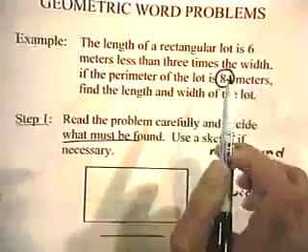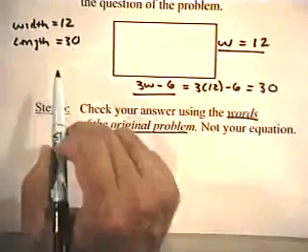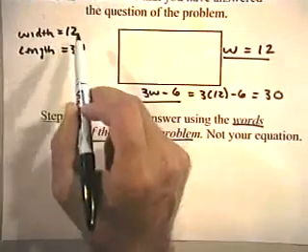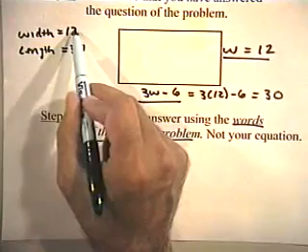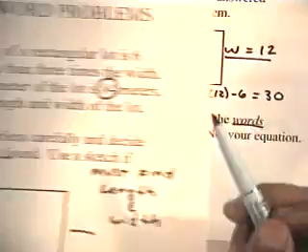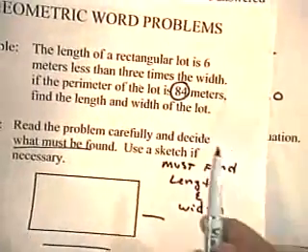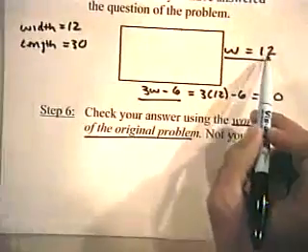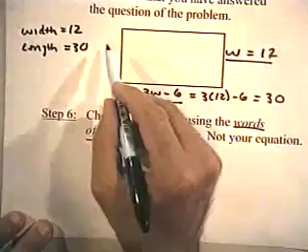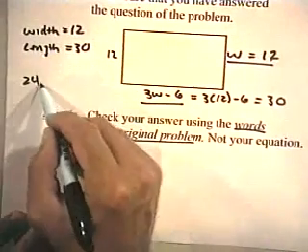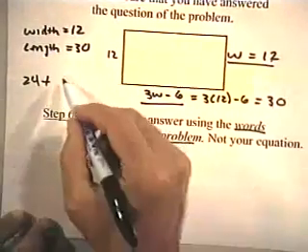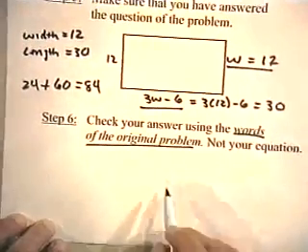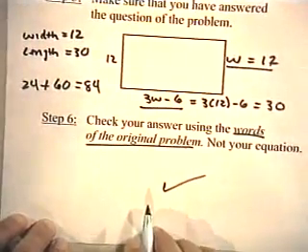So let's see if that's true. Is our length 6 less than 3 times the width? Well, let's see. 3 times the width is 36, minus 6 is 30. So that checks out. And is the perimeter of our rectangle 84? Let's see. 12 plus 12 is 24. 30 plus 30 is 60, and that in fact is 84. So we did check our problem.